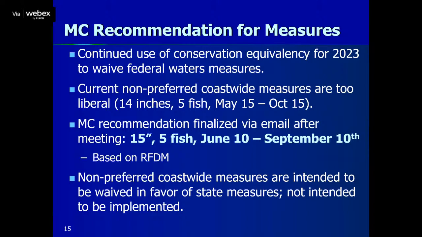Their recommendation for the revised non-preferred coastwide measures is essentially increasing the minimum size by 1 inch, keeping the bag at 5 fish, and then reducing the season a bit so that the new season would be June 10th through September 10th. And again, these are the non-preferred coastwide measures that are intended to be waived in favor of state waters measures. They are not intended to be implemented. So if you look at these and think those would not work in my state, the intent is that if the council and board want to waive federal waters measures, these would not actually be implemented. They're just needed as part of the process to make that happen.